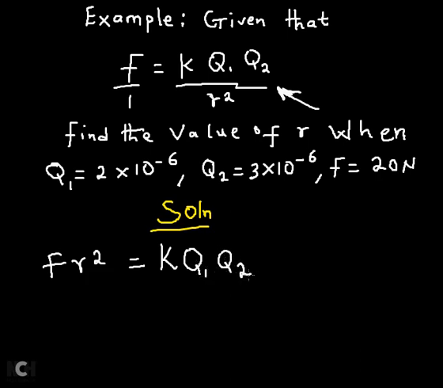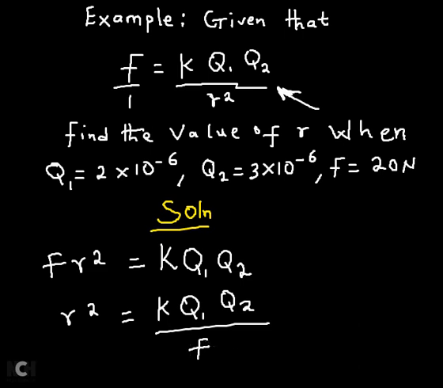So with what I have now, the first thing I'm going to do is make r squared the subject first. Don't forget that it is r that I'm making the subject, but I have to first remove the F by dividing both sides by F. If I divide both sides by F, F cancels F, then I have r squared equal to k q1 q2, then of course divided by F.